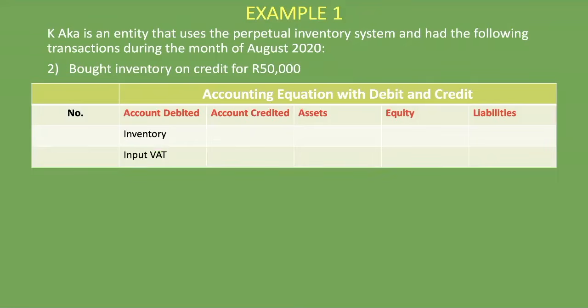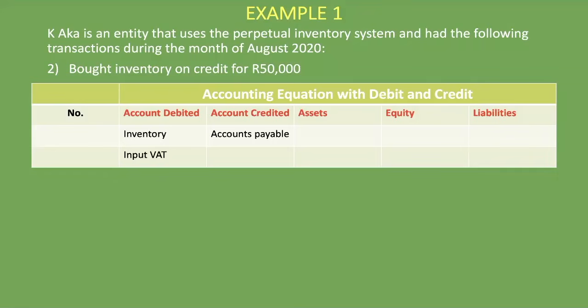And then what is the third account? Well, we're buying from our supplier, but we didn't buy it using cash. If we bought it using cash, it was going to be bank, but we bought it on credit. So it's going to be accounts payable. Now we've identified our three accounts. Now let's first record inventory. We bought inventory on credit for 50,000 Rand.